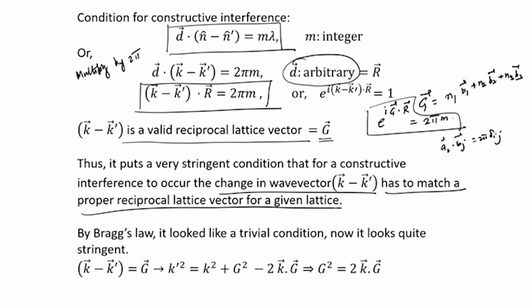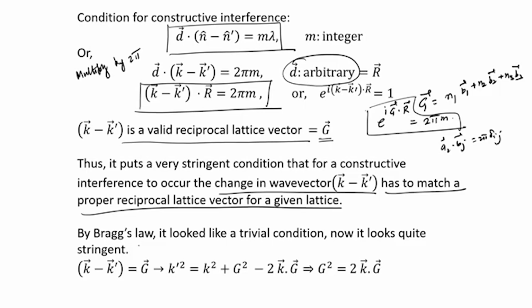This is what is coming, but the condition, if you think about it, X-rays are coming with their own wavelengths and in a given direction. So, the change in the wave vector of the incoming and the outgoing X-ray, or the incident and the scattered X-ray, has to match exactly the reciprocal lattice vector. If that happens, only then is there constructive interference and you will get a peak in the output spectrum.